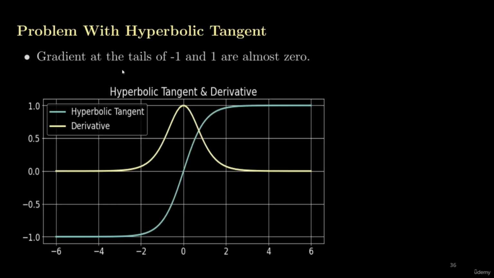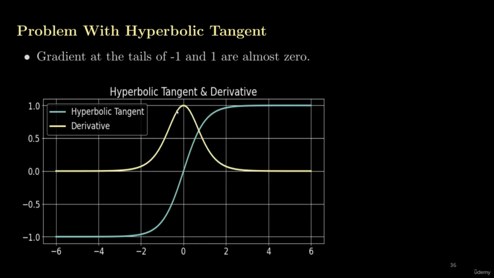Now, this is the problem associated with the hyperbolic tangent function. That's why it is only somewhat okay with the hidden layer. The problem is the same as that with the sigmoid function, that is the problem of vanishing gradient. If we look at the derivative of the hyperbolic tangent function, this yellow line indicates the derivative. At x equals 0, when the input is 0, its value is 1.